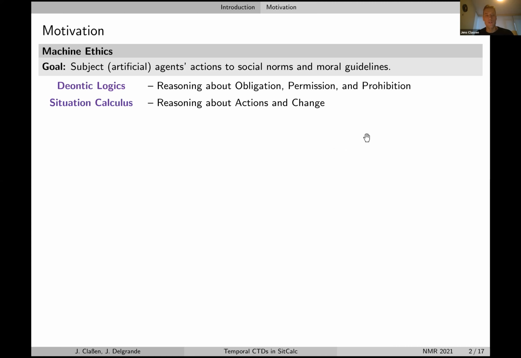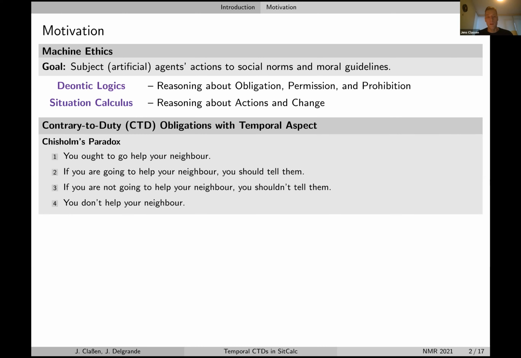Okay, there we go. So here in this work, we are basically interested in this overall goal of equipping, or subjecting, artificial agents to social norms and moral guidelines. And more specifically, we want to see how we can combine this kind of reasoning about obligation, permission, and prohibition that we have in the field of deontic logics with the popular formalism for reasoning about action and change, which is the situation calculus. And in particular, we are interested in so-called contrary to duty obligations that have some temporal aspect to them.